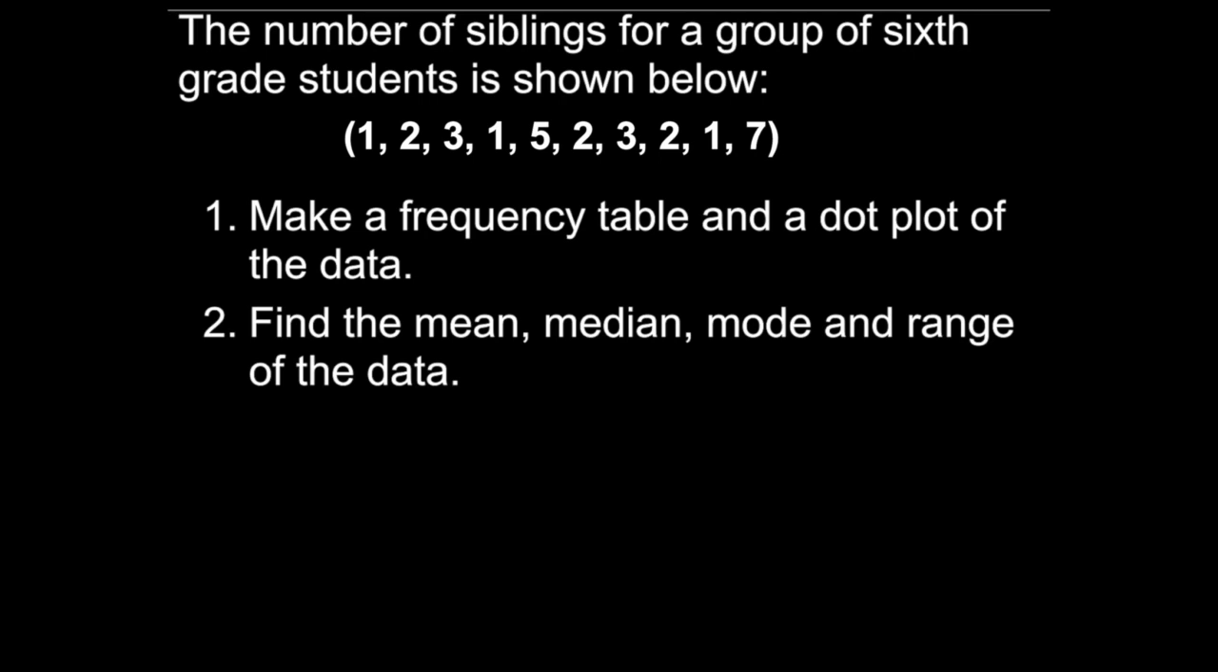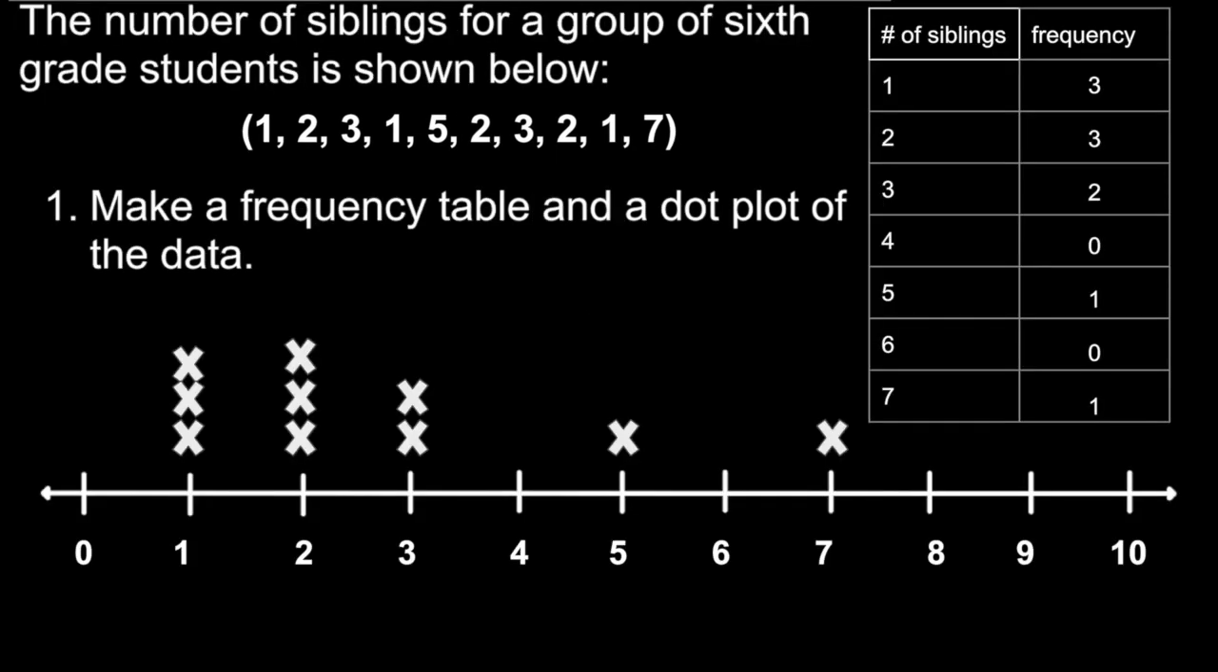So the next thing I want to do is take the same data and find the mean, median, mode, and range of that data. If I look back at my frequency table and my dot plot, they're actually very helpful to answer these questions. Mode is one of the easiest to answer. Which one has the highest frequency? Which one did the most people answer?